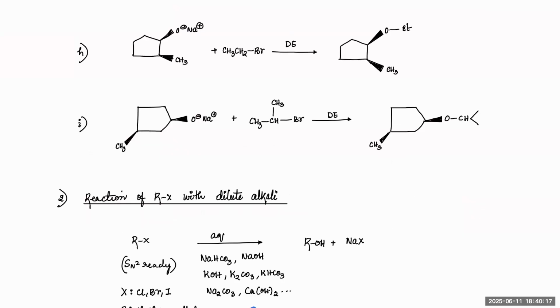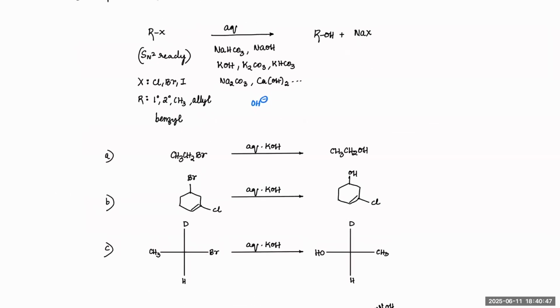Next, check out this one. Here O minus will attack this carbon, Br will be removed. Since you are not breaking anything here, that configuration will remain the same. In the same way, this O minus will attack here, Br will be removed. This configuration will remain the same. Nothing will happen there. Done.